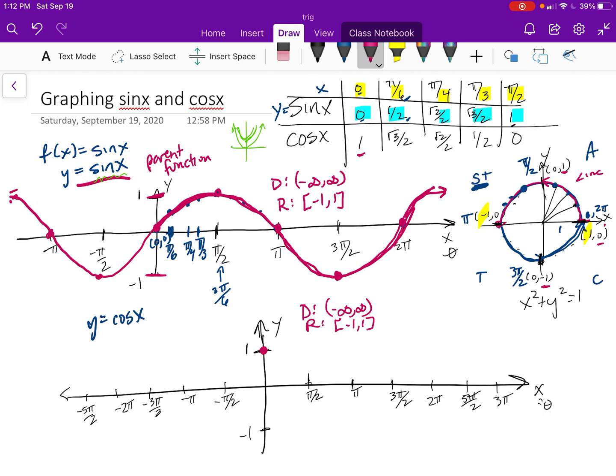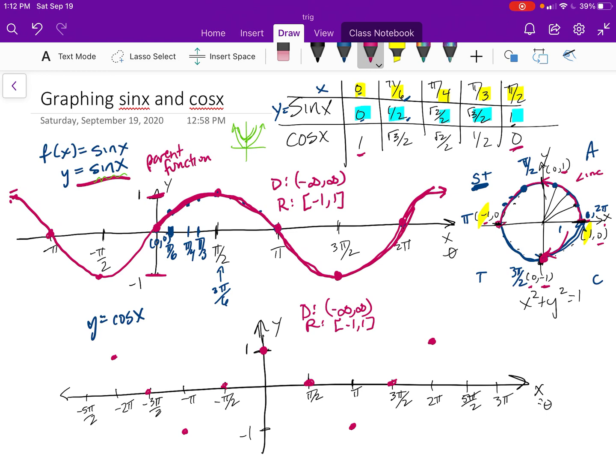So x starts at 1, and then at pi over 2 it hits 0. At pi, x is -1. At 3 pi over 2, x is 0. And at 2 pi, it's back at 1. And now we've started it all over because 2 pi is coterminal with 0. And same thing going backwards. If I went back, -pi over 2 is right here, so we get 0. And then we'd get -1 and 0 and 1.